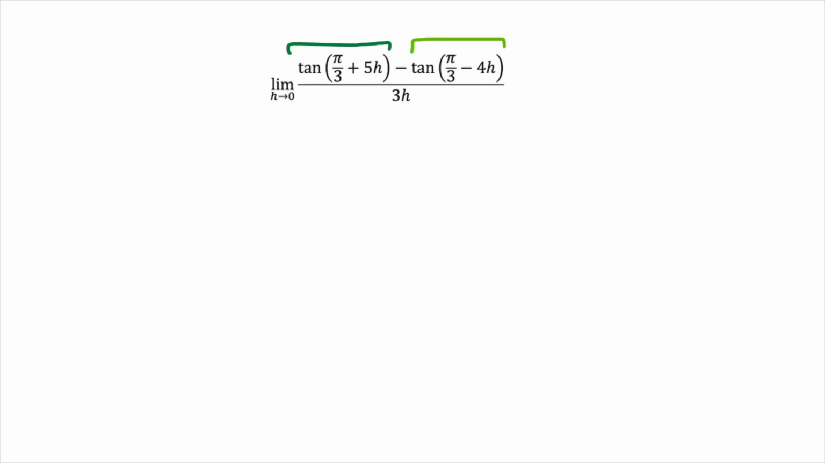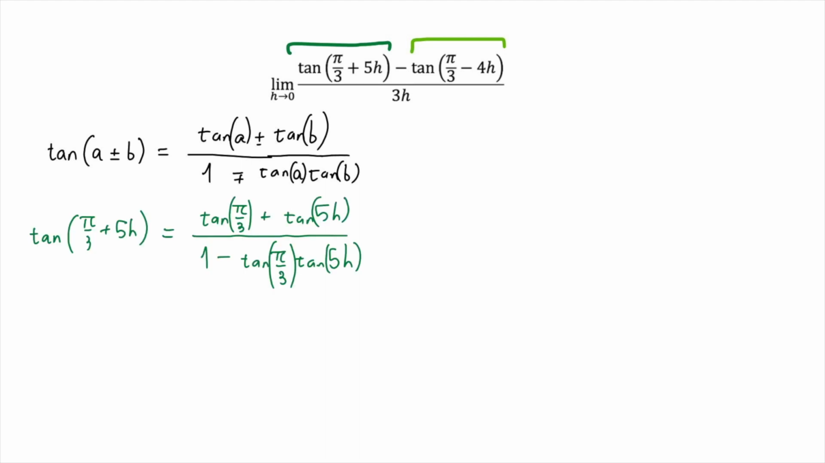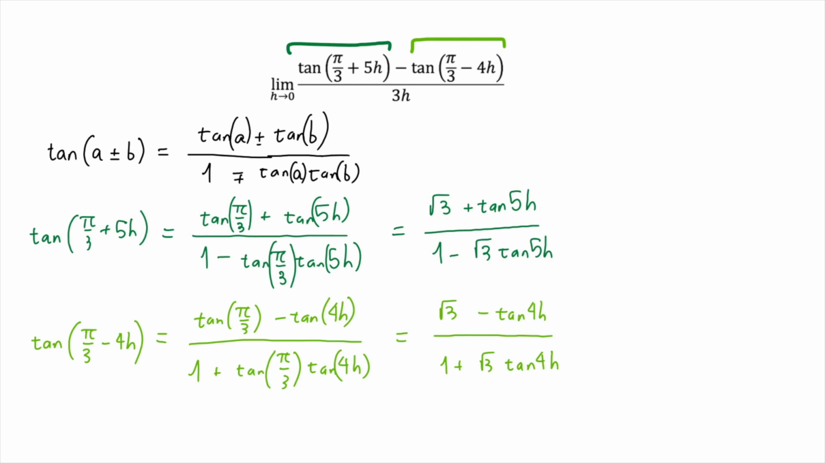Now, looking at the question, there are two things we can tackle first, and those are the two tangents on the numerator. Another thing we know is that tan(a ± b) equals (tan a ± tan b) over (1 ∓ tan a tan b). So we can apply the formula to the first one, and it turns out to be equal to (√3 + tan 5h) over (1 − √3 tan 5h). And for the second one, similarly, we get (√3 − tan 4h) over (1 + √3 tan 4h).